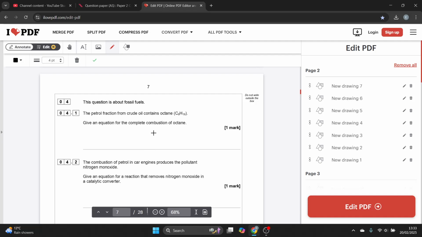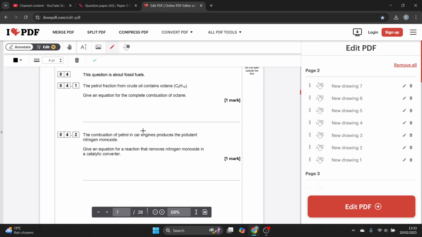Give an equation for the complete combustion of octane. So C8H18 plus O2, and for complete combustion I know my products are going to be purely carbon dioxide and water, H2O. 8 carbons left hand side, 8 here. 18 hydrogens, I need a 9 here. How many oxygens? 16 plus 9, that's 25. So I need 12.5 here.